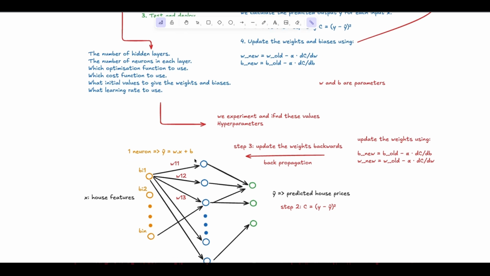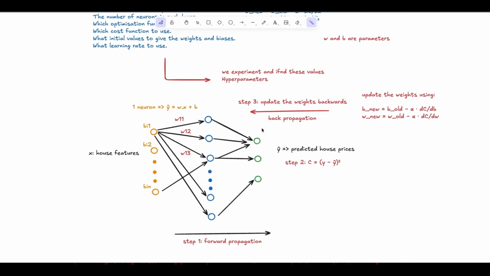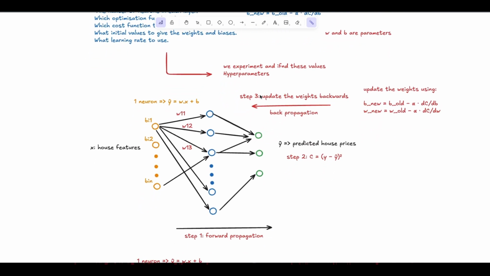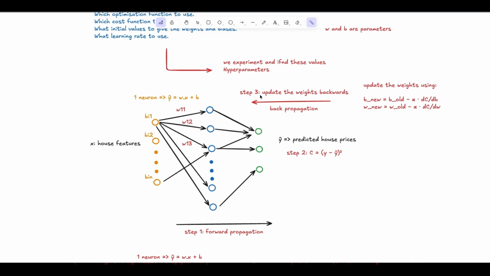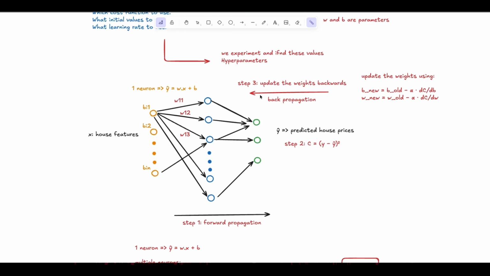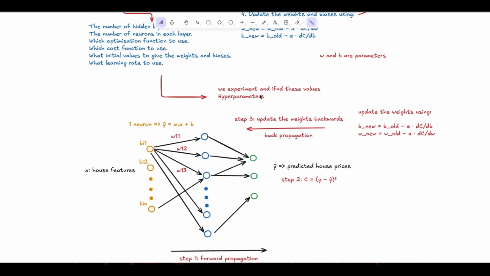Now these are not values we calculate. We try them, we experiment. These are called hyperparameters. Weights and biases, those are parameters. The network learns them during training. But hyperparameters, those are the design choices we as practitioners make before training even begins. And the right values come from experience, intuition, and a lot of trial and error.